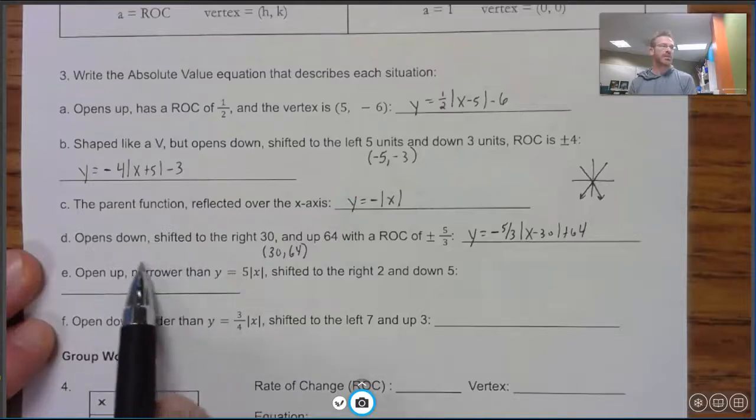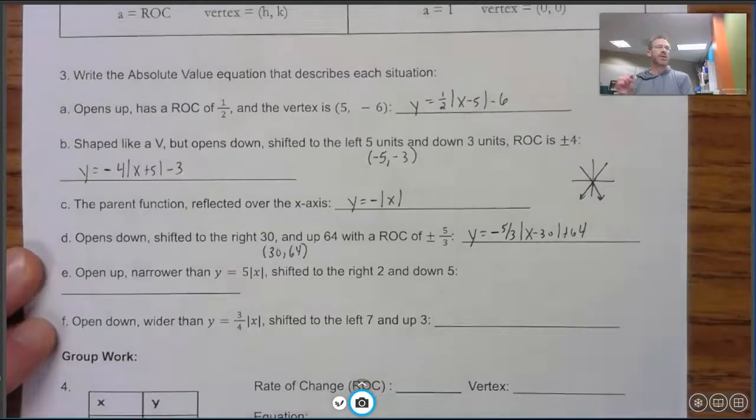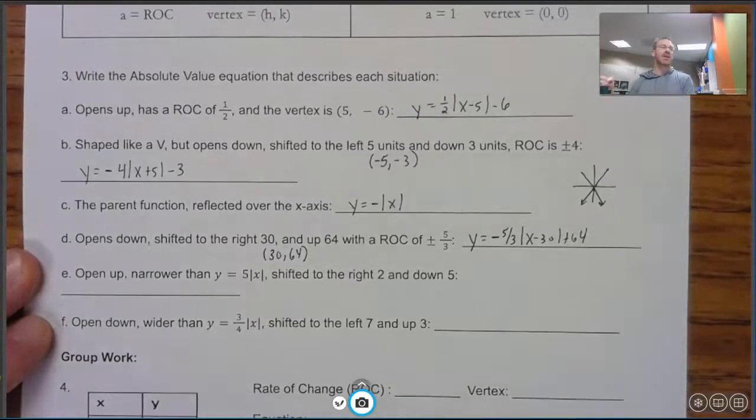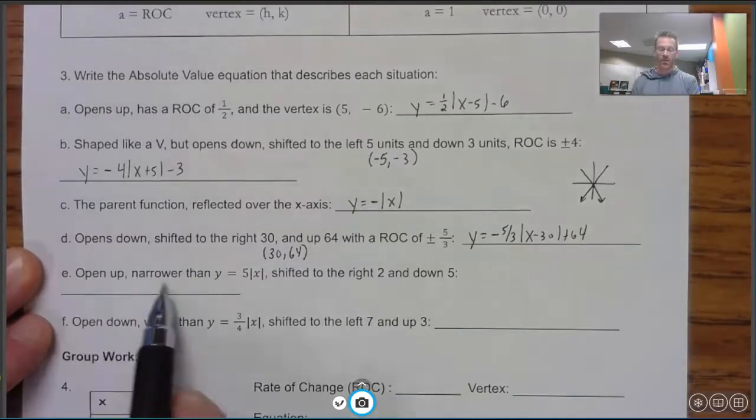So now notice we're going to see the words narrower and wider. When we see the words narrower and wider, we know that we have to adjust our a value. And here's what I want you to understand about that. That means there's lots of possible correct answers, right? Okay, so now let's talk about what that means.